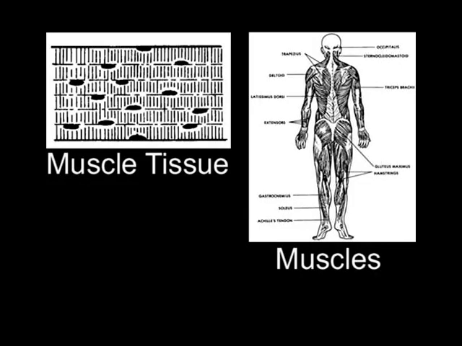In some cases, a term may be used to describe both a type of tissue and a kind of organ. For example, we speak of bone tissue and we also speak of bones. We speak of muscle tissue and of muscles.